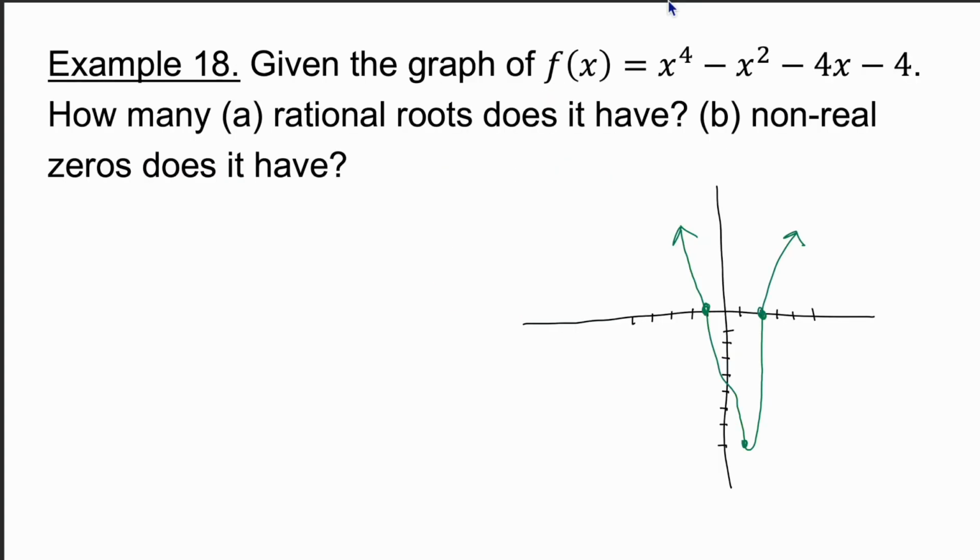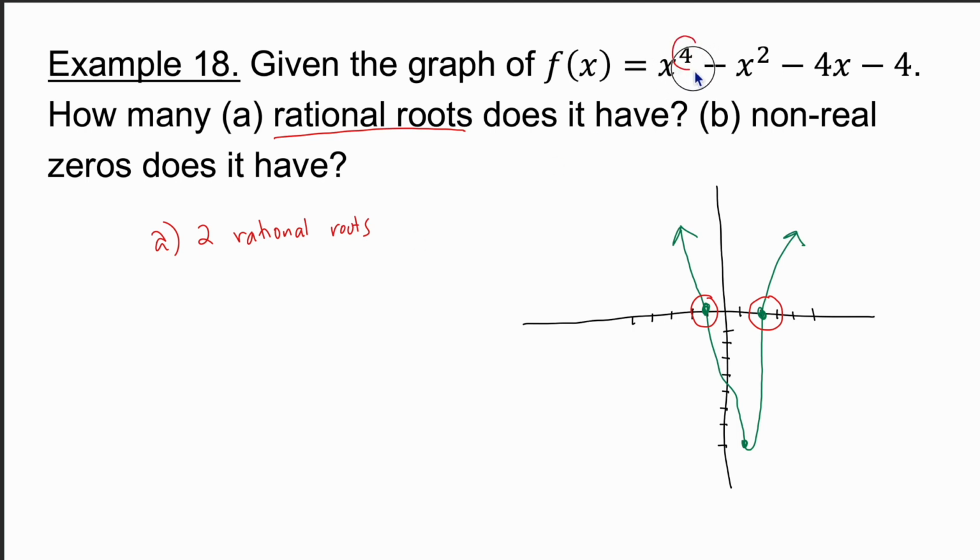Okay, finally, given the graph of f of x equals x raised to 4 minus x squared minus 4x minus 4, how many rational roots does it have? Or how many non-real zeros does it have? So, paano mo malalaman sa graph kung may rational root siya? Tignan mo lang, saan siya nag-cross sa x-axis. So, ilan? We have 2 rational roots.